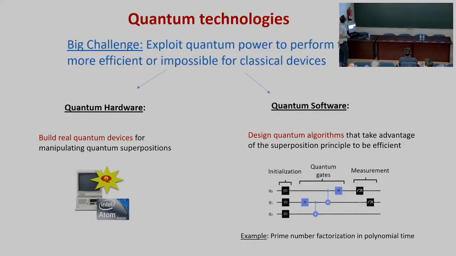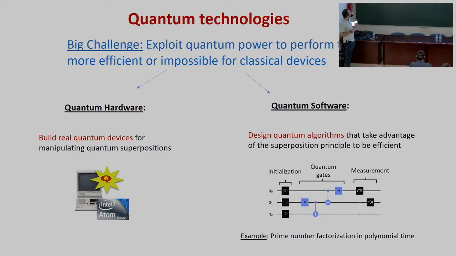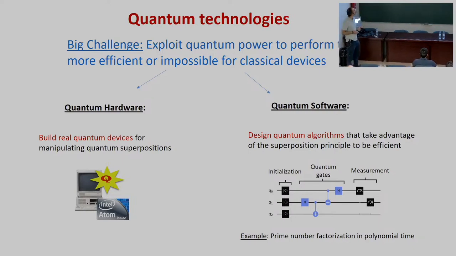And the big challenge in quantum technology is to exploit this quantum power to perform tasks more efficiently, or that are impossible for classical devices. One can classify this as quantum hardware and quantum software. Hardware is really the challenge to build these quantum devices in practice, like quantum machines that can manipulate these superpositions. And for quantum software, the task is to design quantum algorithms that take advantage of the superposition principle to be efficient. For instance, the factorization of prime numbers in polynomial time is called the Shor algorithm.